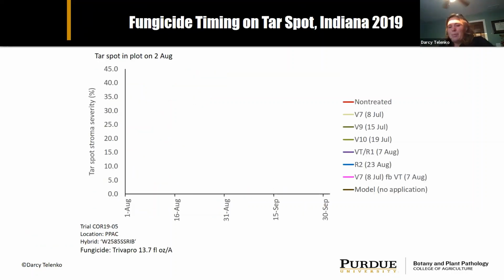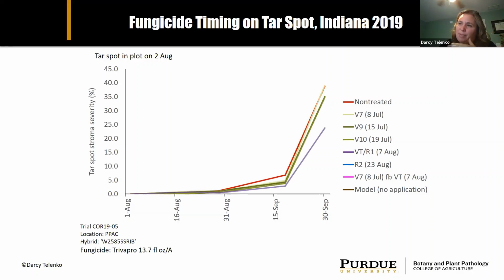So we did look at timing. Again, we started early, so looking at the early vegetative timing, same diagram. Those early timings missed when the disease moved in. They didn't really shift the disease curve lower. It's the VT and R2 timings that shifted the tar spot down and reduced the yield impacts.